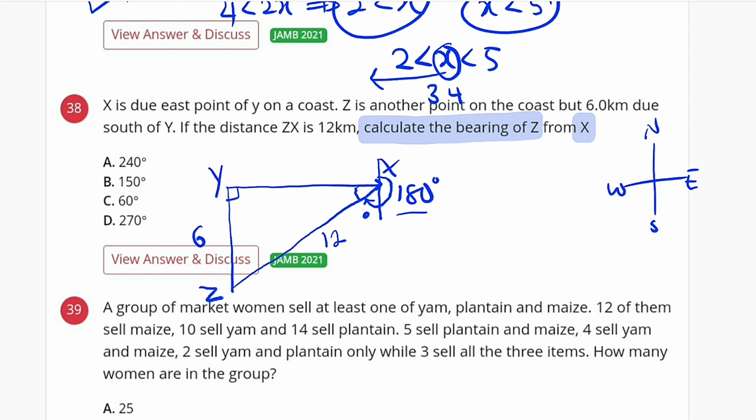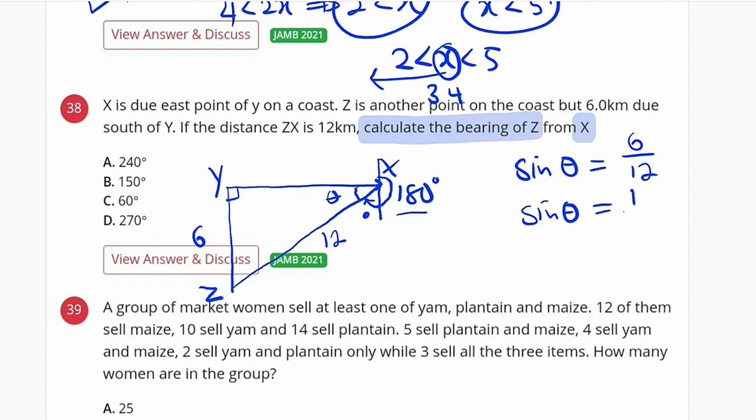Remember, this is a right angle triangle. So this angle right here, let us find it. Sine theta is opposite over hypotenuse. So let's use that. Sine theta is equal to opposite, and the opposite of theta is 6. And the hypotenuse, the longest side, is 12. So sine theta is equal to 1 over 2, or 0.5. If sine theta is 0.5, it means that theta is equal to sine inverse of 0.5. Just use your calculator and that will give us 30 degrees. So theta is equal to 30 degrees.